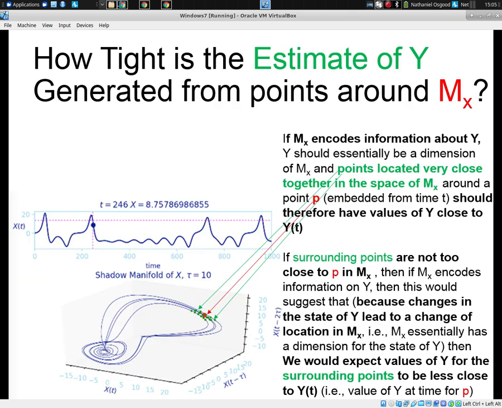Now, I should say, if y is not driving x, we don't expect information about y to be captured here. Closeness in value of the state driving x might be quite uncorrelated or quite different from the values of y associated with those nearby points in state space reconstructed from x. They might have very little similarity to the value of y for the red point. That's the fundamental idea. So we have a point P and we're considering these points near it. If X is not dependent on Y, those nearby points could have values of Y that are all over the map, is the idea.